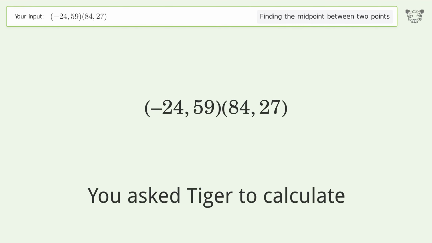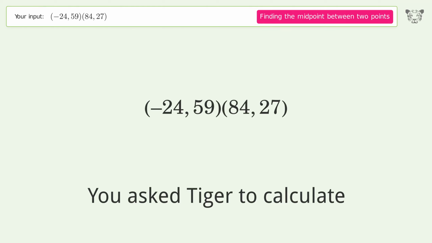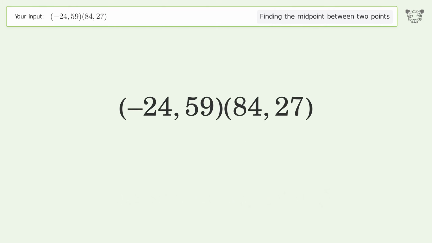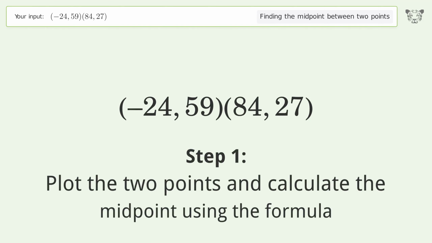You ask Tiger to calculate. This deals with finding the midpoint between 2 points. The midpoint between the 2 points is 30,43. Let's solve it step by step. Plot the 2 points and calculate the midpoint using the formula.